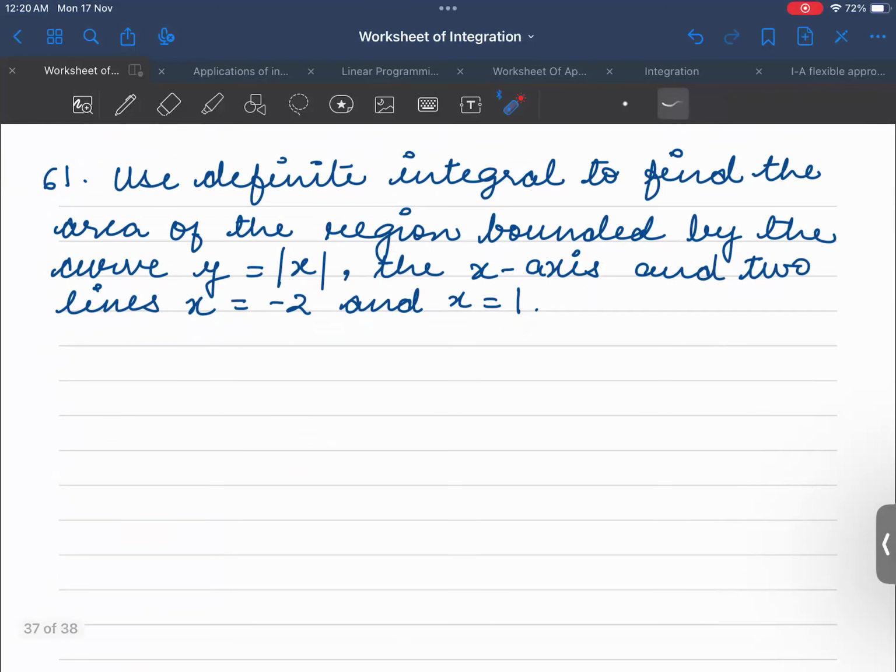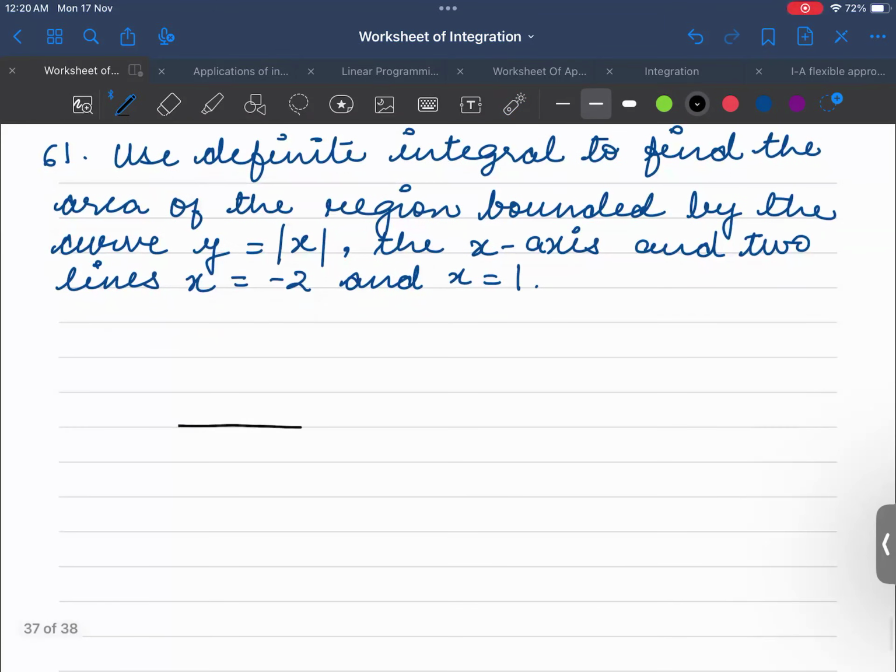Use definite integral to find the area of the region bounded by the curve y equals modulus of x, the x-axis and the two lines x equals -2 and x equals 1. What are they saying? Let's draw the curve. I suppose this is the x-axis, and I'm making the y-axis. This is 0, x equals 1 is somewhere here, and -2 will be somewhere here.